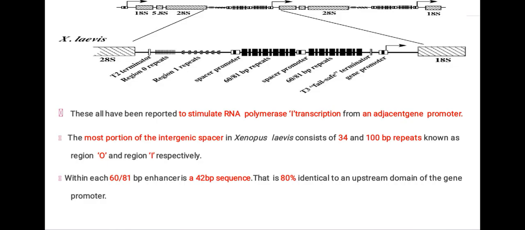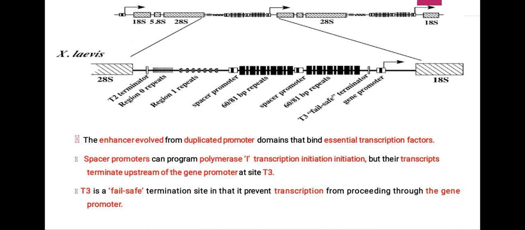These have all been reported to stimulate RNA polymerase I transcription from an adjacent gene promoter. The major portion of the intergenic spacer in Xenopus laevis consists of 31, 34, and 100 base pair repeats known as region O and region I respectively. Within each 60 to 81 base pair enhancer is a 42 base pair sequence. It is 80% identical to an upstream domain of the gene promoter. The enhancer evolved from duplicated promoter domains that bind essential transcription factors.